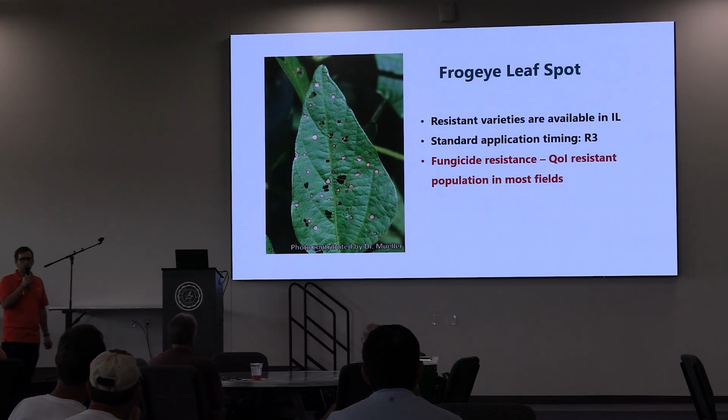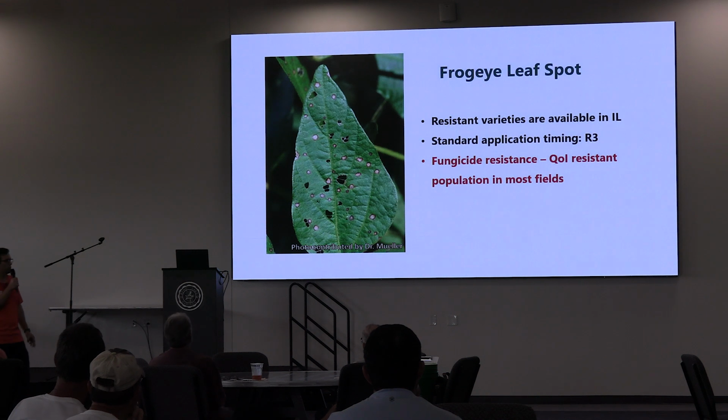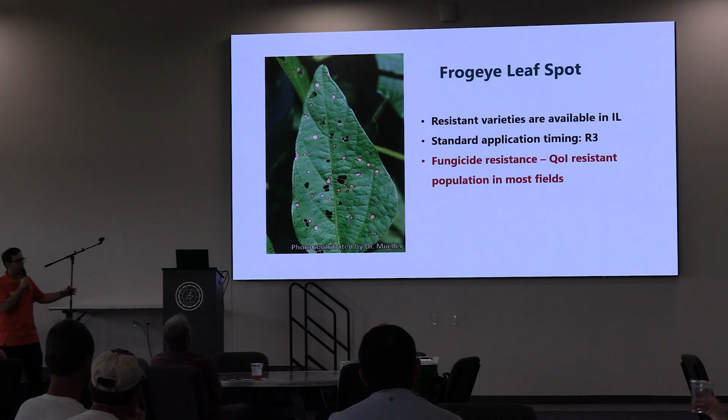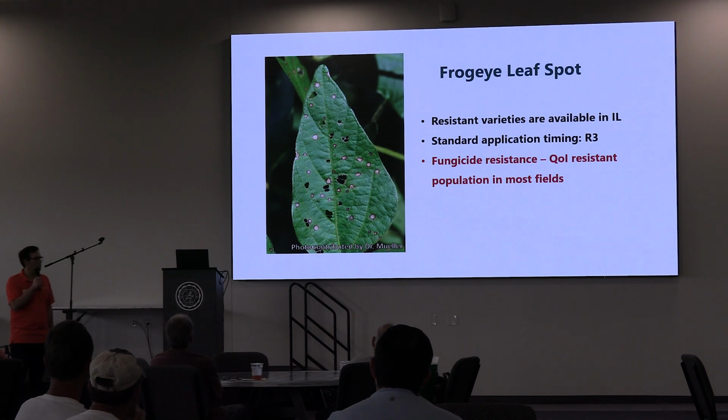So here we have some resistant varieties in the market. Most of the companies will offer you a rating for this disease, but sometimes it's not on the top list of the traits that you are looking for when you have to decide which variety you want to grow. So if you end up having a variety that is susceptible to the disease and you are in an area with the weather conditions, you need to monitor this disease because if you have it, it may impact the yield. So the standard application timing is R3.